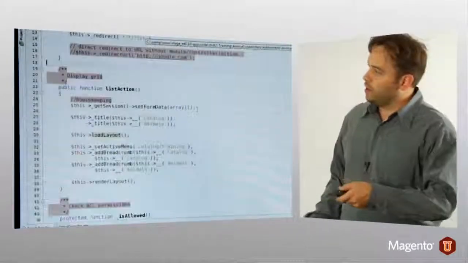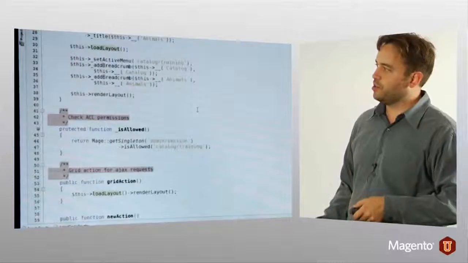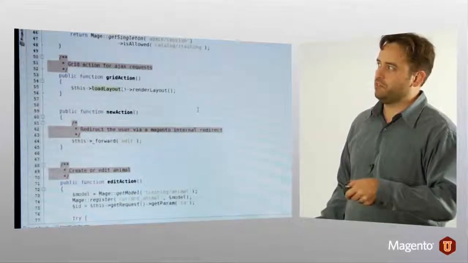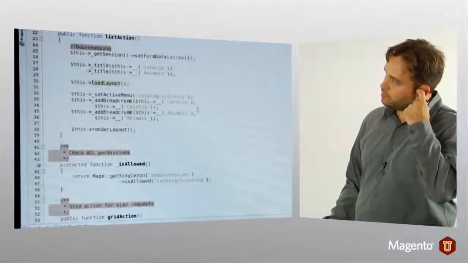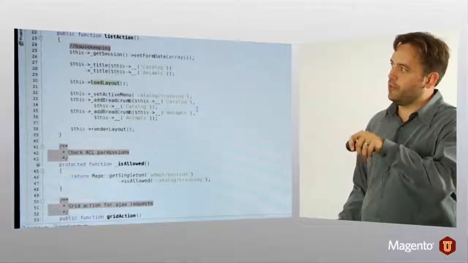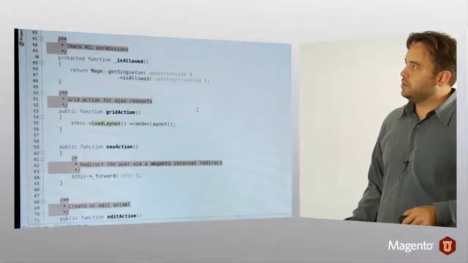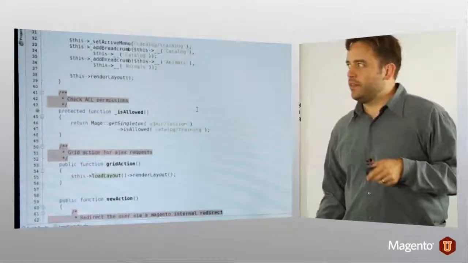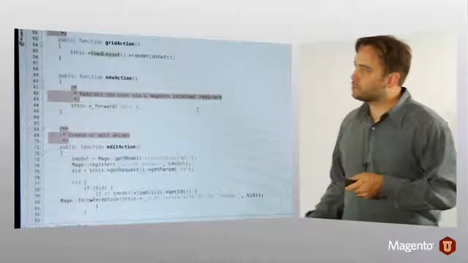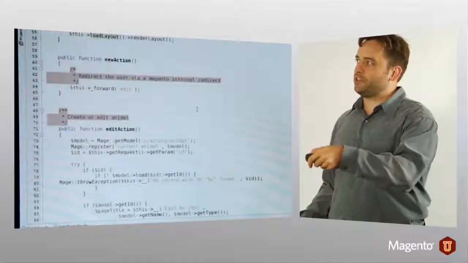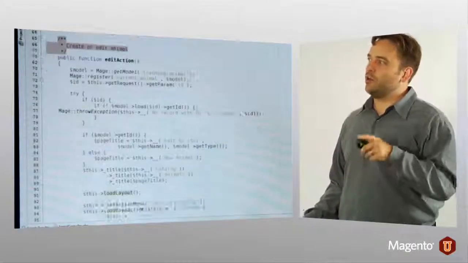All right, so let's go back to our controller now that we see. Here's our list action. Load layout, that's going to call that layout instruction. And here's our grid action, same thing. Load layout, render layout. Of course, we're not doing anything with the rest of the page, so we don't need any of this other stuff. And obviously there's is allowed for our ACL check. Now, new action, again, we're basically just referring new action over to edit. So what's going on in our edit action?